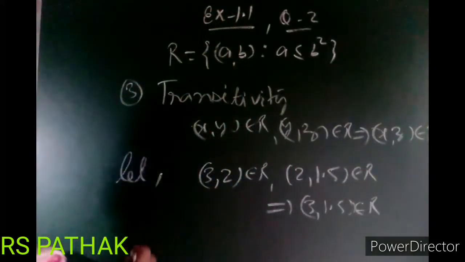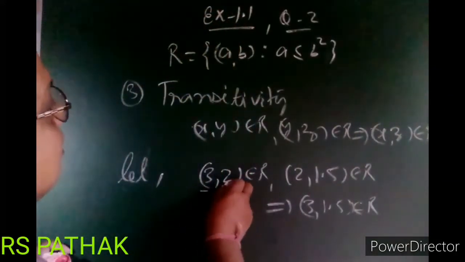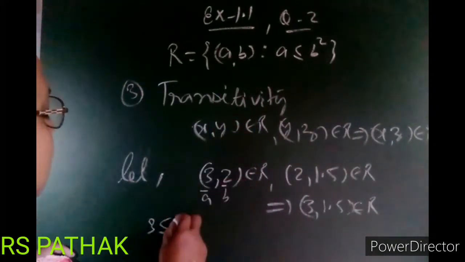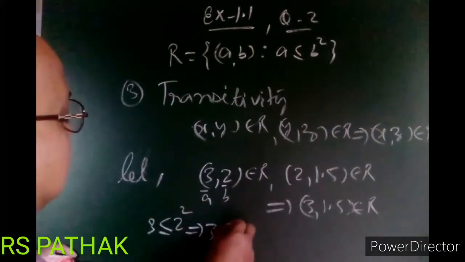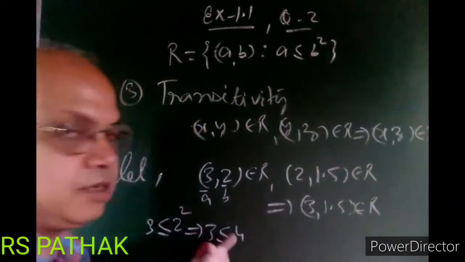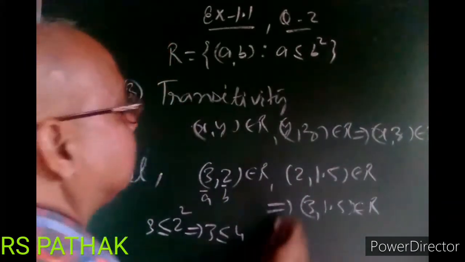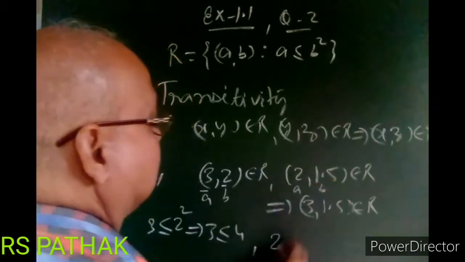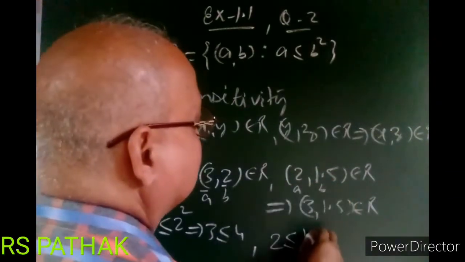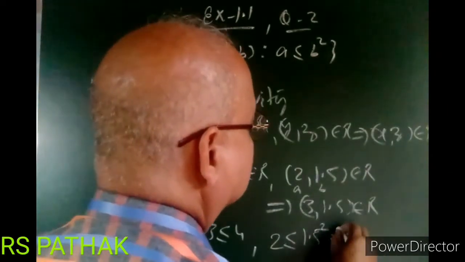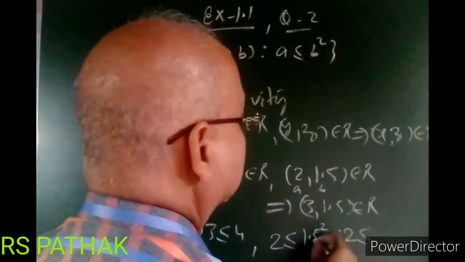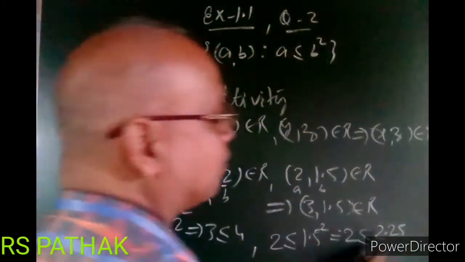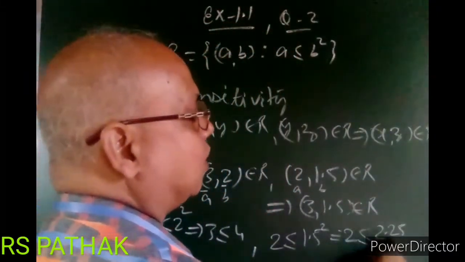Let us prove. 3 is first element, 2 is second element. This is A, this is B. Then 3 less than or equal to 2 square means 3 less than or equal to 4. 3 is less than 4. It is true. Next is (2, 1.5). This is A, this is B. Then 2 is less than or equal to 1.5 square, meaning that 2 is less than 2.25. It is also true because 2 is less than 2.25.